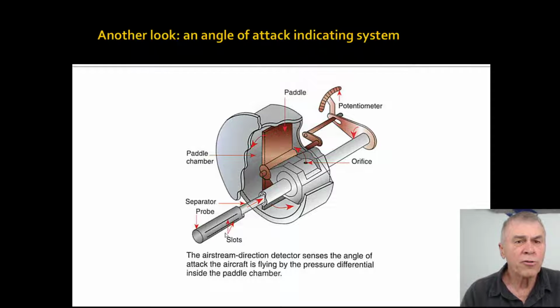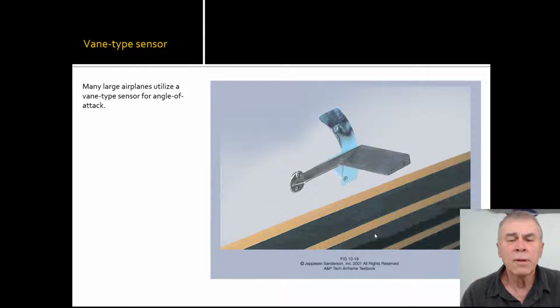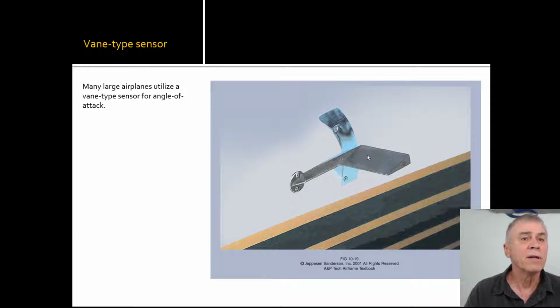They do mention a pressure differential. I don't think you have to worry too much about that. A vane type sensor, no, this makes a little more sense. The vane goes up depending on where your angle of attack is. You can actually visually, it's like a small aircraft in effect. And I guess many large aircraft use that type.